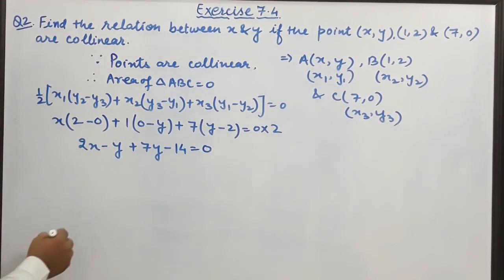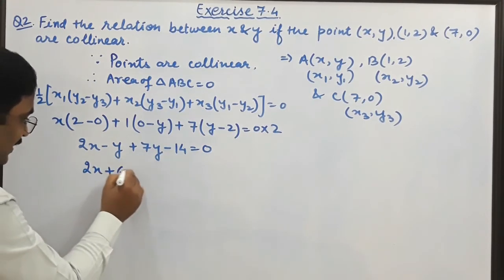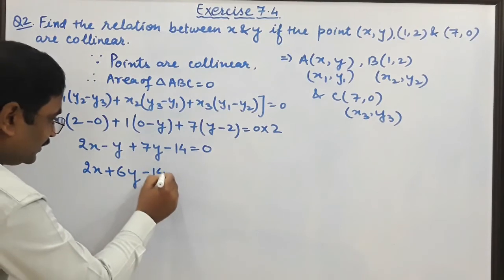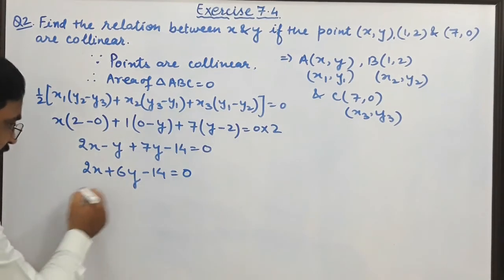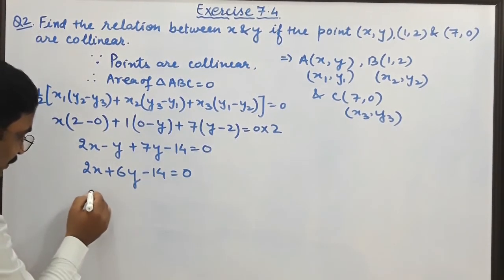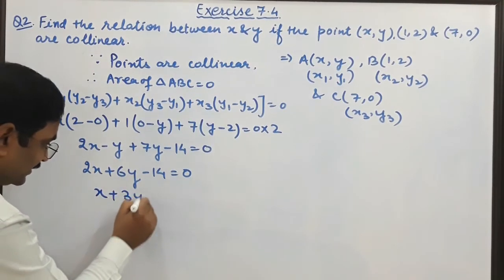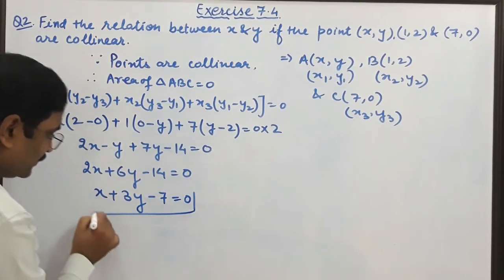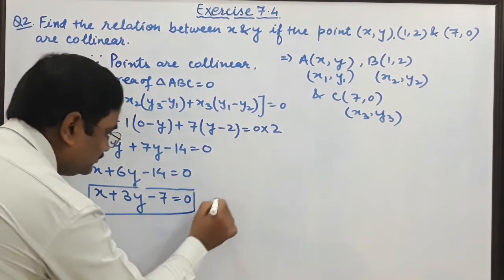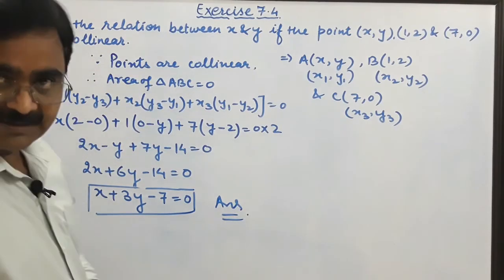Therefore, we are getting 2x plus 6y minus 14 equals to 0. This is your answer, but you can simplify this equation by dividing it by 2. So 2 1s are 2, x plus 2 3s are 6, y minus 2 7s are 14 equals to 0, which is the relation between x and y, our required answer, right?